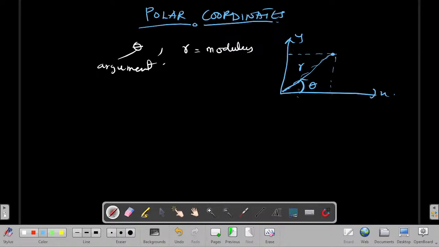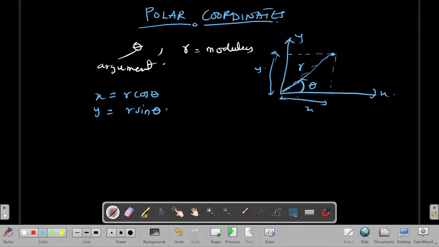Okay, so with this in mind, you have our x coordinate, which is the x here, and you have our y here. So our x will be equal to what? r cos theta. Our y will be equal to r sine theta. As simple as that. So that is all about polar coordinates.